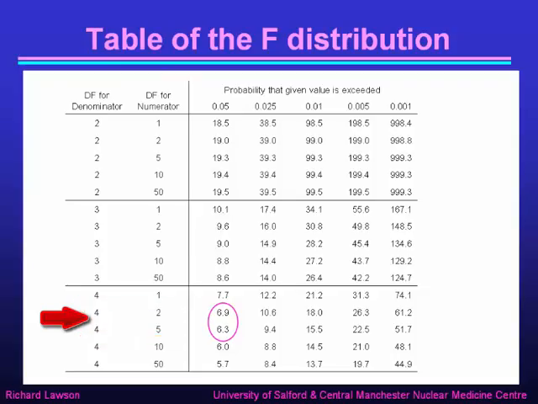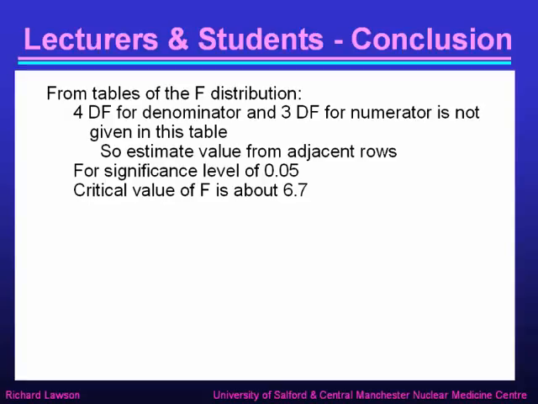We want a significance level of 5%, so we look up p equals 0.05, and we find that for our chosen number of degrees of freedom, it's somewhere between 6.9 and 6.3. Let's estimate that for 3 degrees of freedom in the numerator it's going to be around about 6.7. So we've seen from the tables of the F distribution that for 4 degrees of freedom for the denominator and 3 for the numerator, although it's not shown in the table, we can estimate from adjacent rows, and with a significance level of 0.05 we estimate a critical value of F of about 6.7.